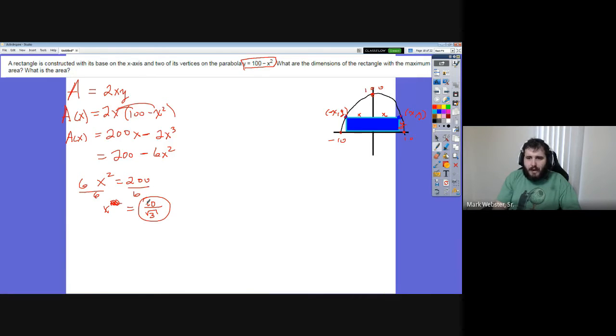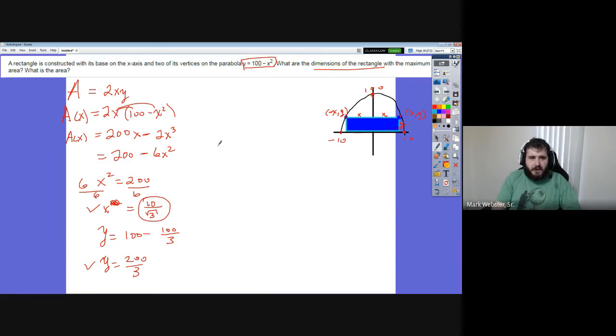Well, if that's x, what's y? Well, let's find out. 10 over radical 3 squared is 100 over 3, right? And then 100 minus 100 over 3, so this is really 300 over 3 minus 100 over 3, which is 200 over 3, right? So I got my x, got my y, that's my dimensions.